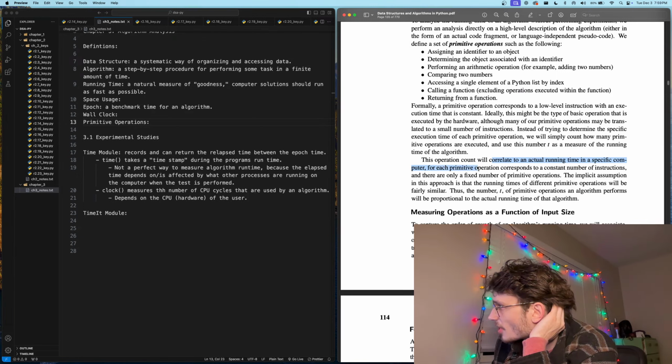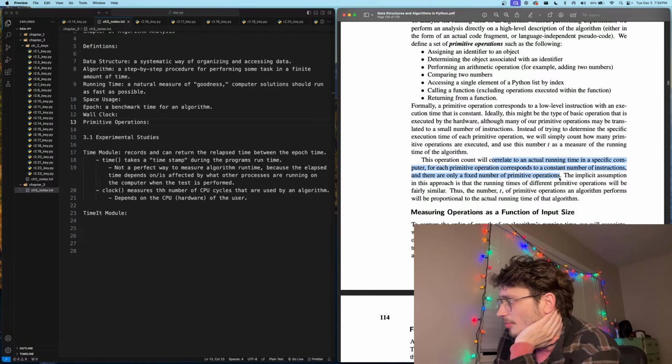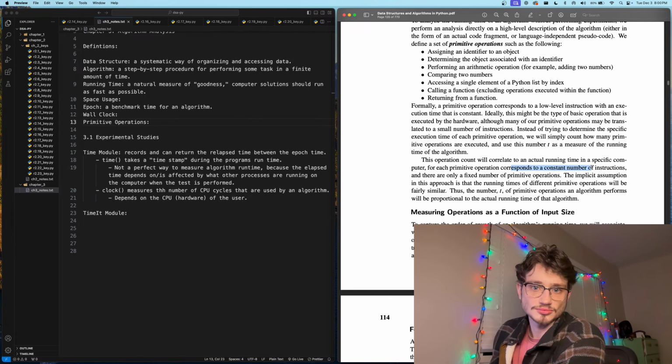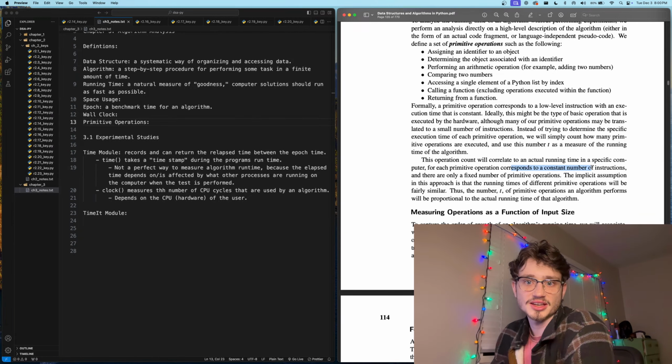Each primitive operation corresponds to a constant number of instructions. And there are only a fixed number of primitive operations, right? So if each primitive operation has a constant number of instructions and operates essentially at the same speed every time, you could basically sum them. Is that what it's saying? State of the running time.